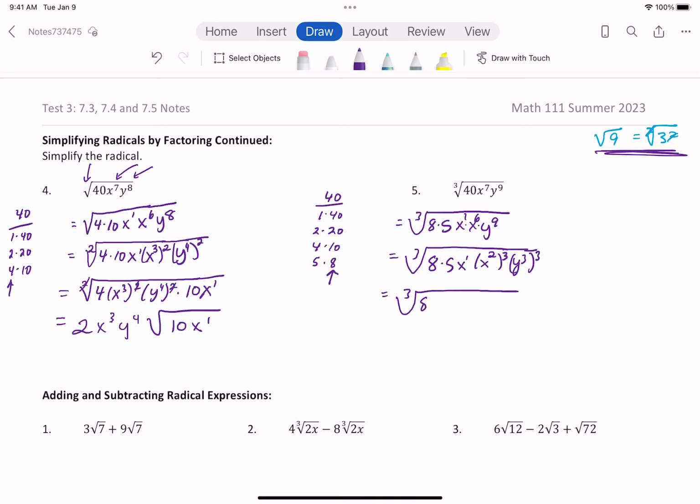So I'm going to write the ones that are going to be able to come out again, and then the ones that are going to be left. We know the cube root of 8 is 2, so that comes out. Then remember, my index and my exponents can cancel. So it's going to be x squared y cubed. And then what's left underneath is 5x.